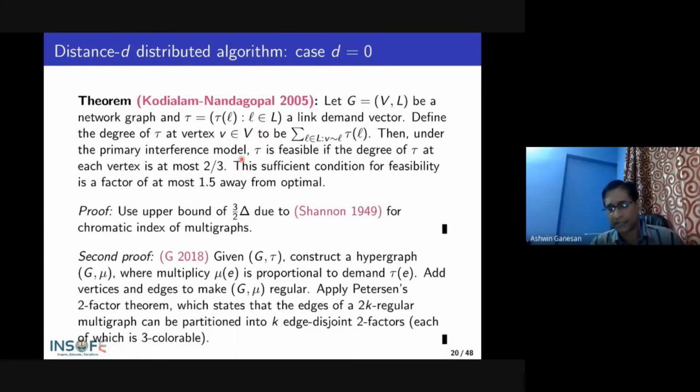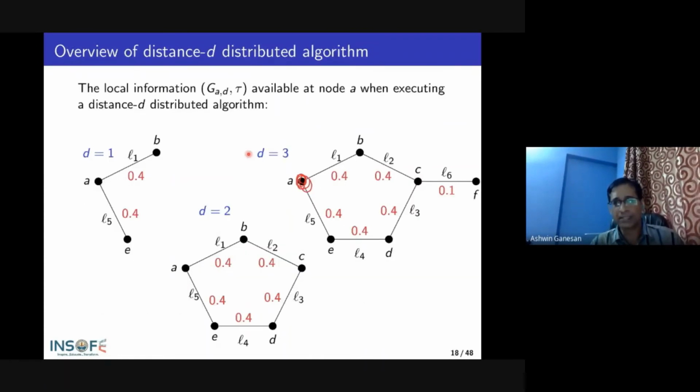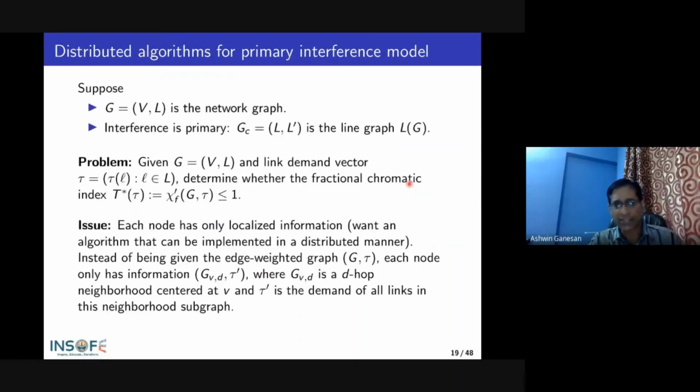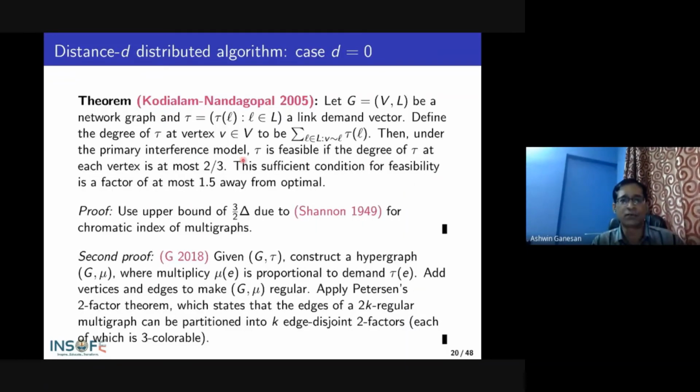And sometimes, even like in this case, these demands are actually feasible, but the degree of this vertex is not less than or equal to 2/3. So we're only looking at sufficient conditions for tau to be feasible. The fact that the degree of every vertex must be at most 2/3 is only a sufficient condition, not a necessary condition, for tau to be feasible. It's not both necessary and sufficient, so it's suboptimal. The factor by which such a decision can waste the network resources, or be too conservative and reject demands which are still feasible, is the factor of 1.5.